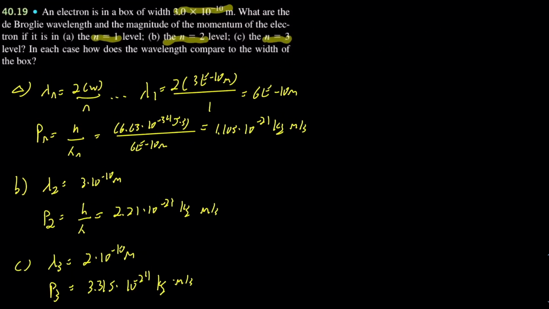So we got all our values, and it's asking us to compare wavelength to the width of the box. Based on the math, as lambda increases, the magnitude of the momentum also increases. So therefore, there's a directly proportional relationship between the two.